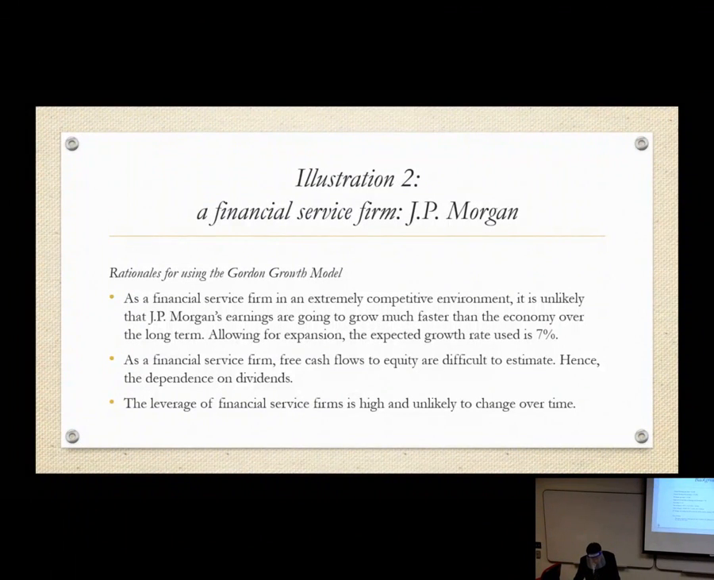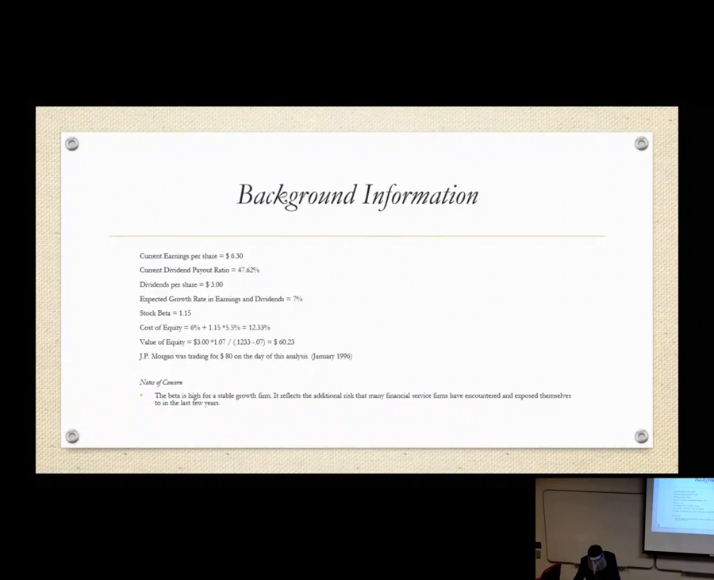So a bank is a good candidate, and let's say current earnings $6.30, dividend payout ratio 47%, and dividend per share would be $3. Expected growth 7%, stock beta 1.15, and from there you can get an estimation of cost of equity, right? And then you apply this model, it simply will give you about a $60 target price. But at the time, JP Morgan was traded at $80.